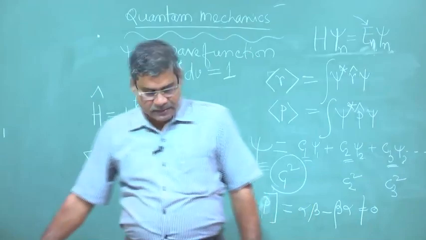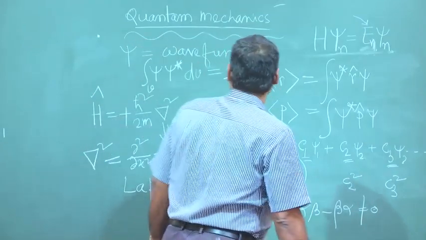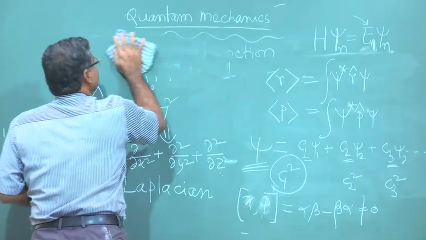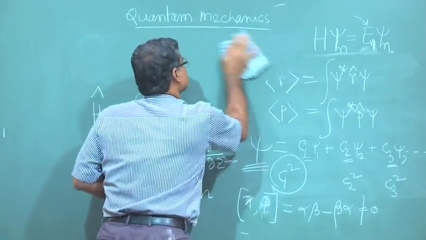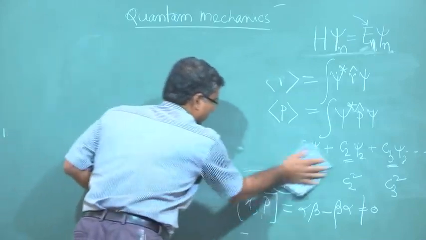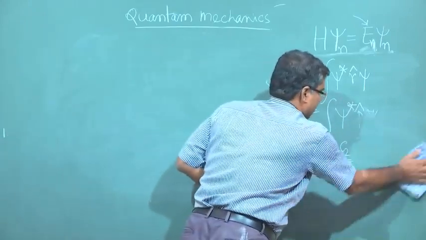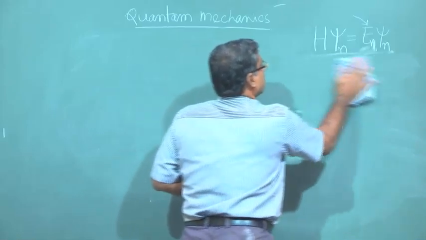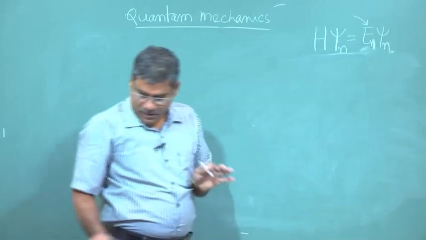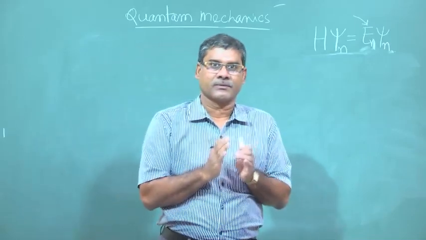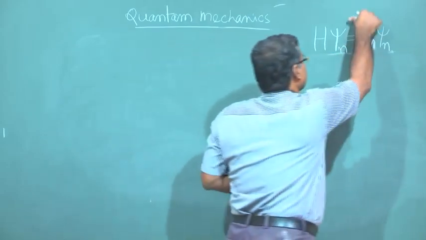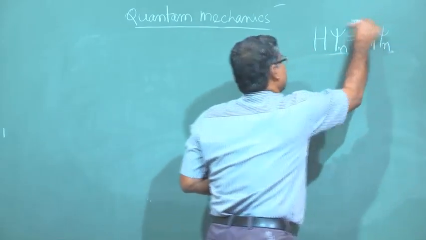So, let us consider some problem which we want to study. Okay. And generally in quantum mechanics we start with Schrodinger equation. So, this is the Schrodinger equation, okay, very famous Schrodinger equation.